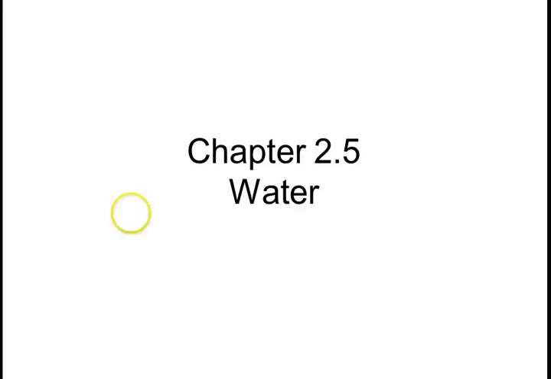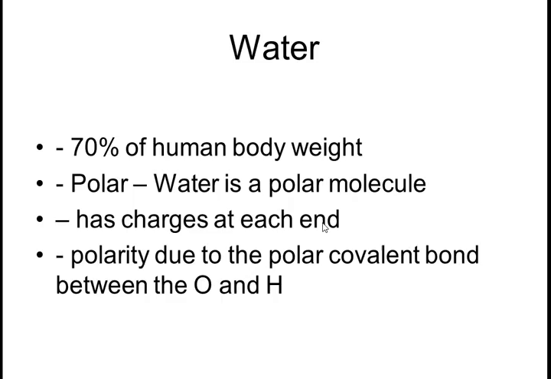Now let's take a look at water. This is chapter 2.5. Water is pretty important when we talk about a living organism. 70% of the human body is water, and water is a polar substance. Water is a polar molecule, meaning that it has electrical charges on each end. And this polarity is due to the polar covalent bonds between the oxygen and the hydrogen.